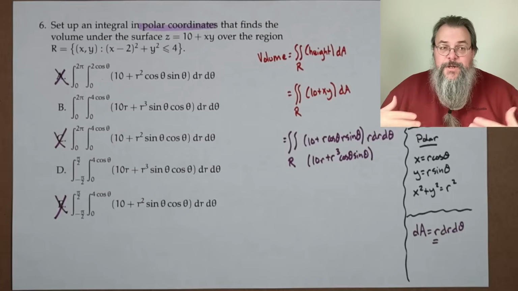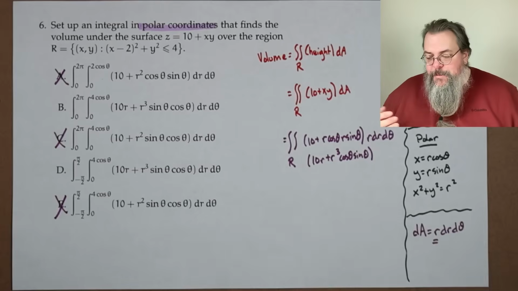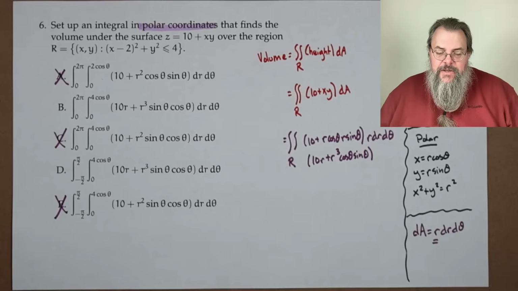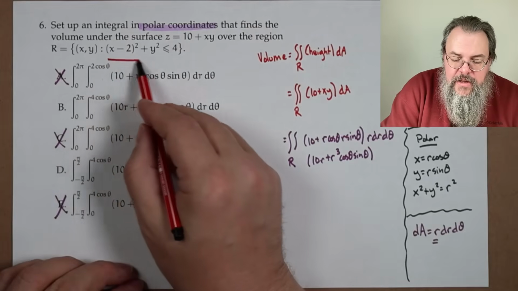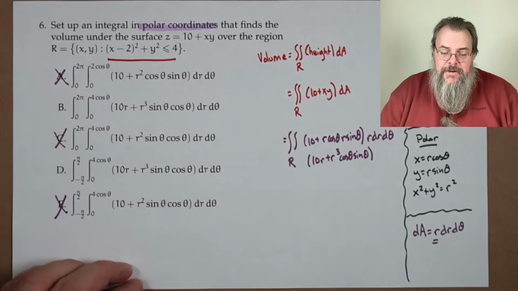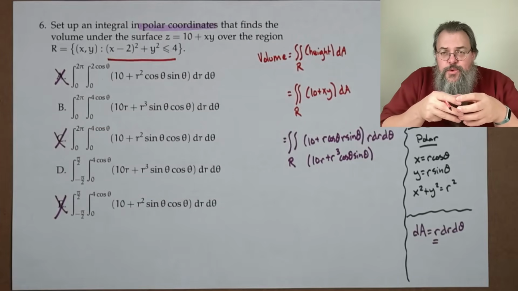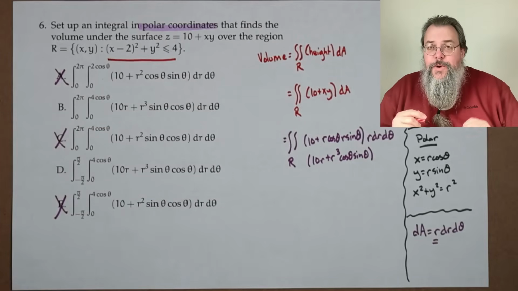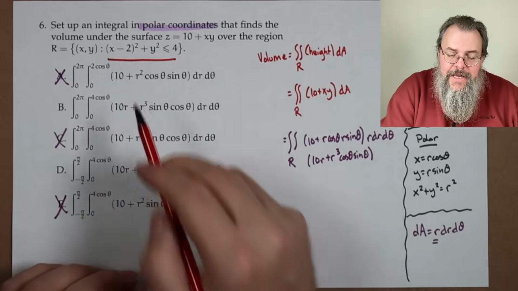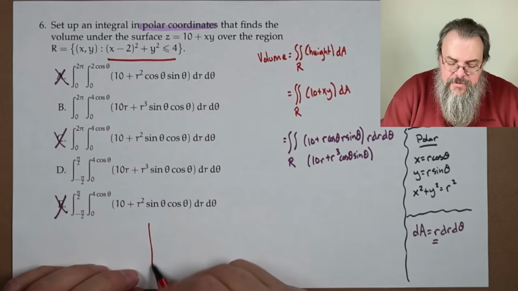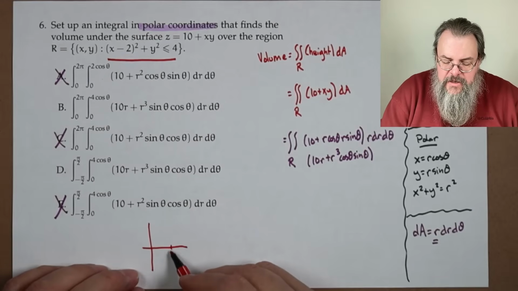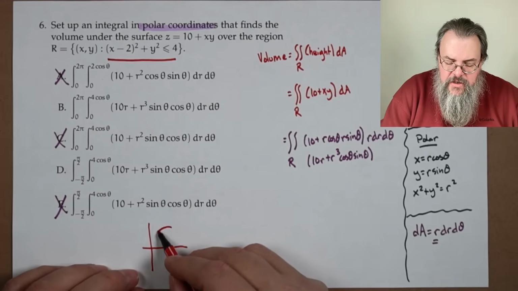We're going to have to deal with our region, because that's the part we haven't figured out yet. Okay, so let's talk about our region. Well, it's a circle. Now, it's not centered at the origin. It's been moved over. So where is it now centered? At x equals 2, y equals 0. So in terms of the xy plane, our circle is here.